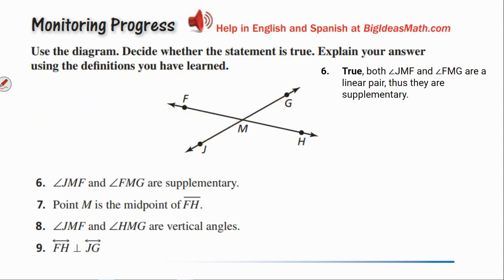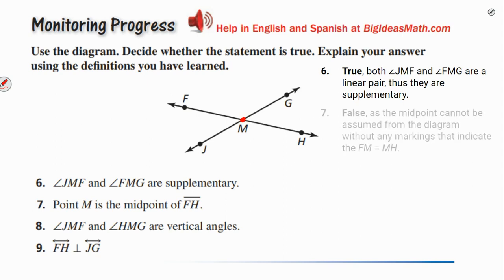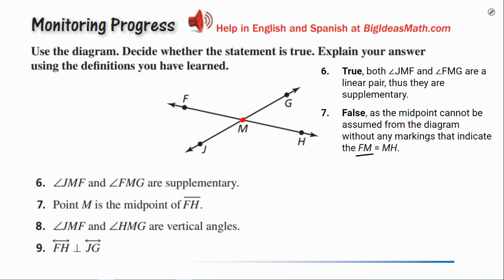All right, number 7. Point M is the midpoint of line segment FH. So let's go ahead and mark that. So point M is right here. Well, is that in fact the midpoint? Well, we can't say that's the midpoint actually. We don't know that because we're not provided information which tells us that is true. We would need to know that line segment FM would be equal to line segment MH.